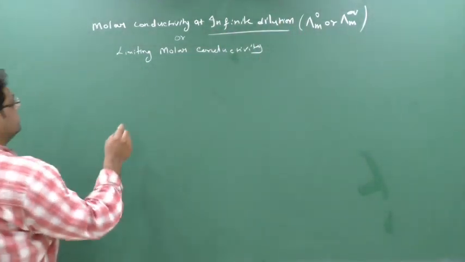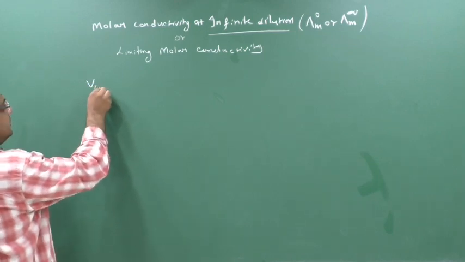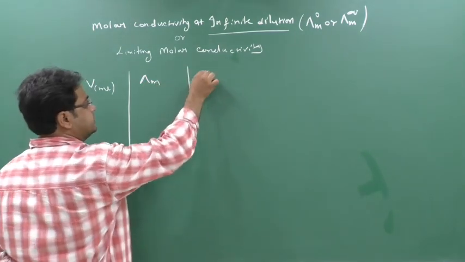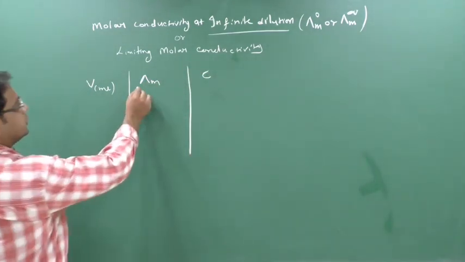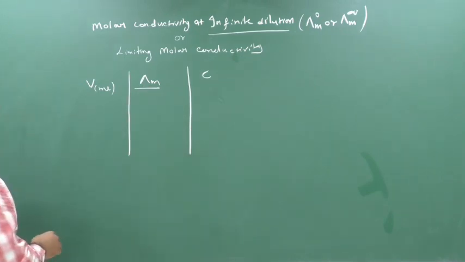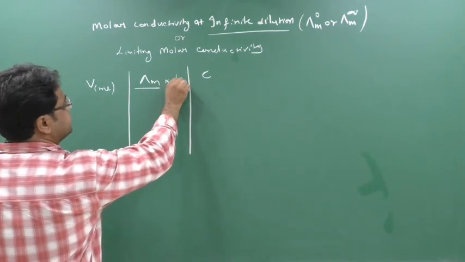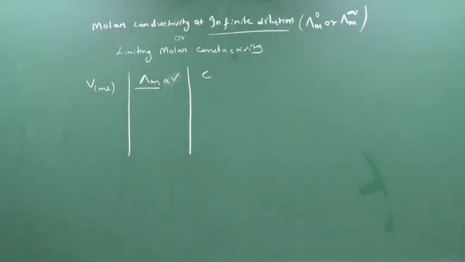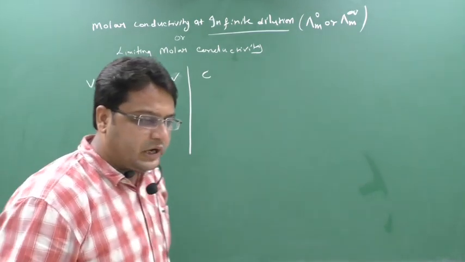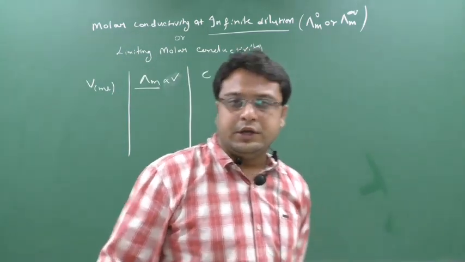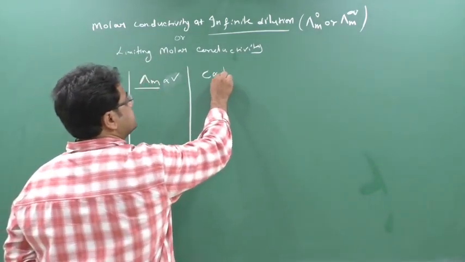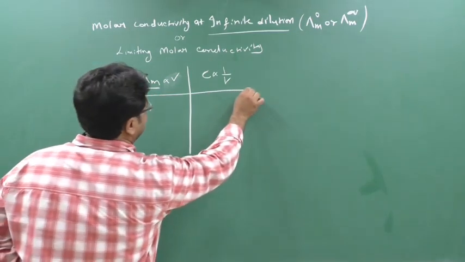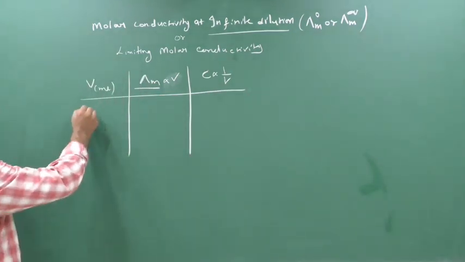So we'll see this. If I take a certain volume in ml, and lambda m, and concentration C, you know that lambda m is proportional to volume, because as the volume increases, on dilution, lambda m is also increasing, and concentration is inversely proportional to volume. Clear? So we'll do a certain experiment.